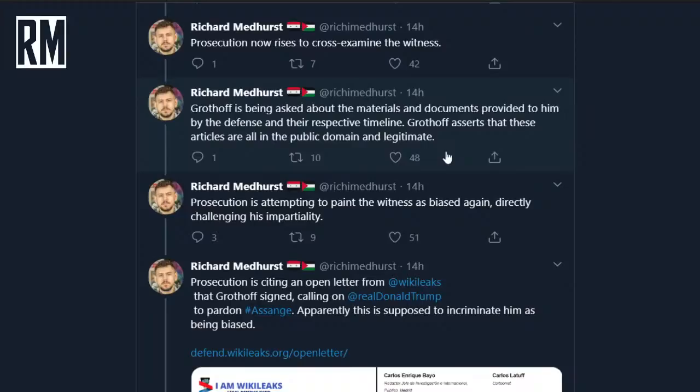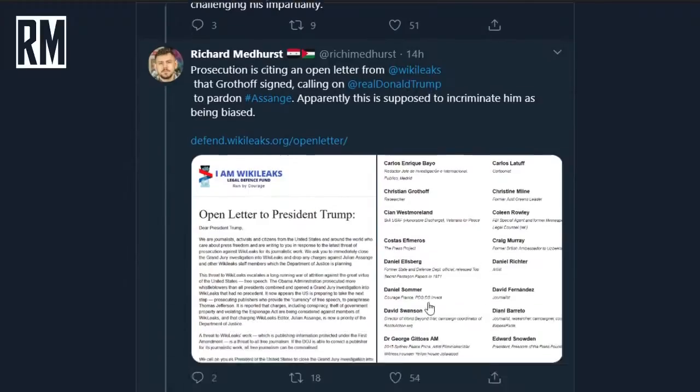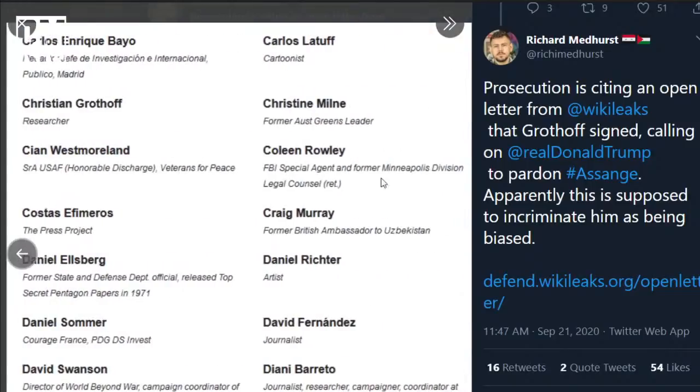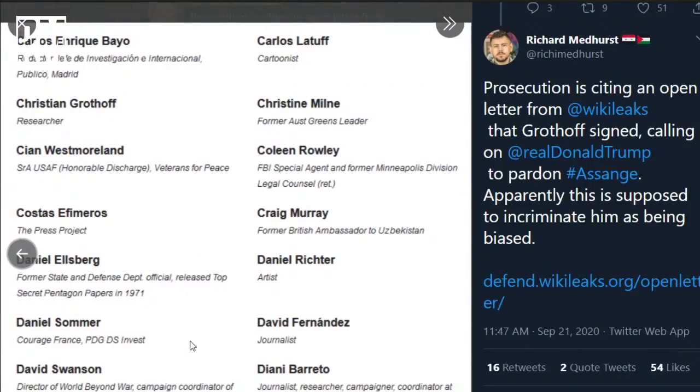open letter that WikiLeaks had published calling on Donald Trump to essentially drop the grand jury. This is back in 2017, right? So he signed this letter, Professor Grothoff, including Daniel Ellsberg and Edward Snowden. A lot of people signed this letter. Now, they tried to paint him as biased because of this. They said, oh, see, you don't like this entire extradition. You signed this open letter. Clearly, you're biased. So he actually said he didn't remember signing it.